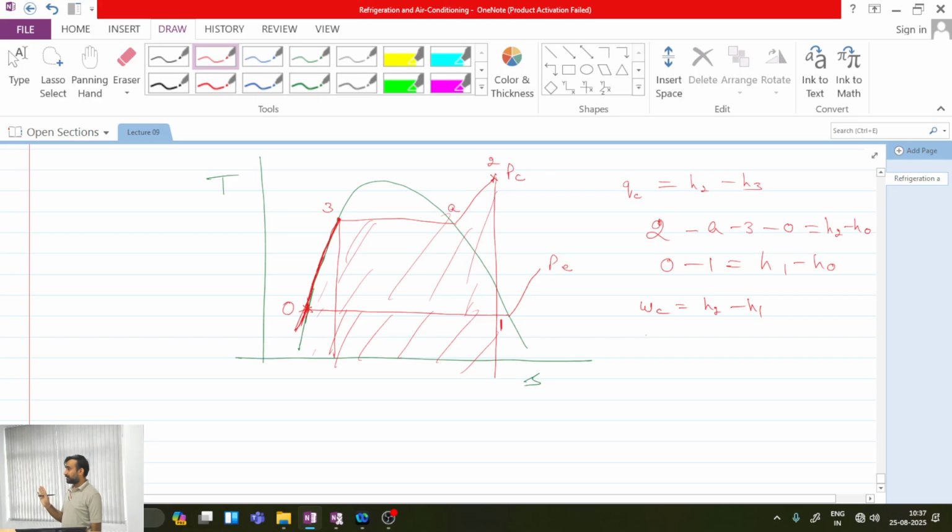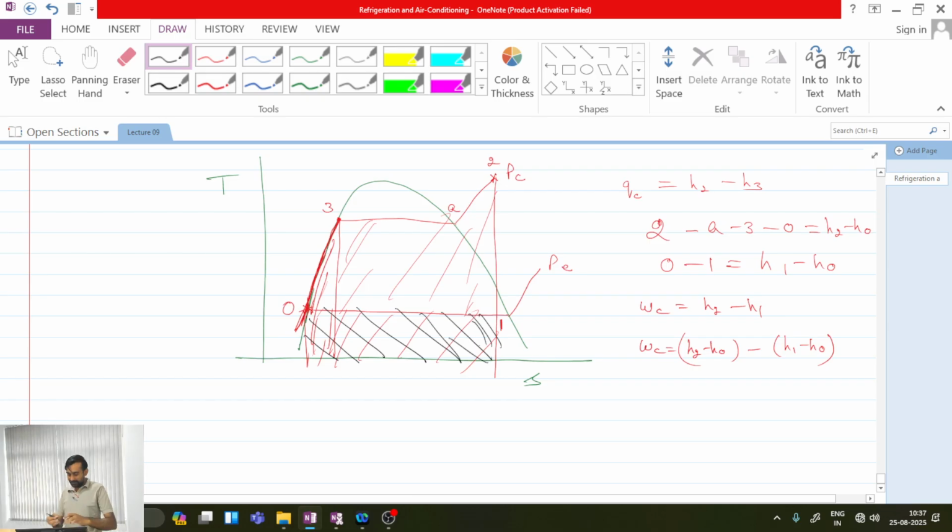And compressor work is the only work now we have in the network. So can I write compressor work as H2 minus H0 minus of H1 minus H0? Can I write it? Okay. Simply I have just added H0 and subtracted H0. Okay. So what is H2 minus H0? H2 minus H0 is this entire area. And what is H1 minus H0? This area.